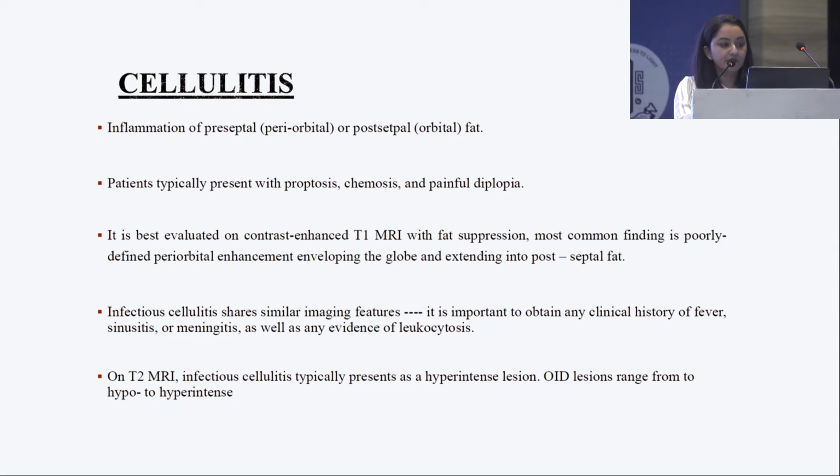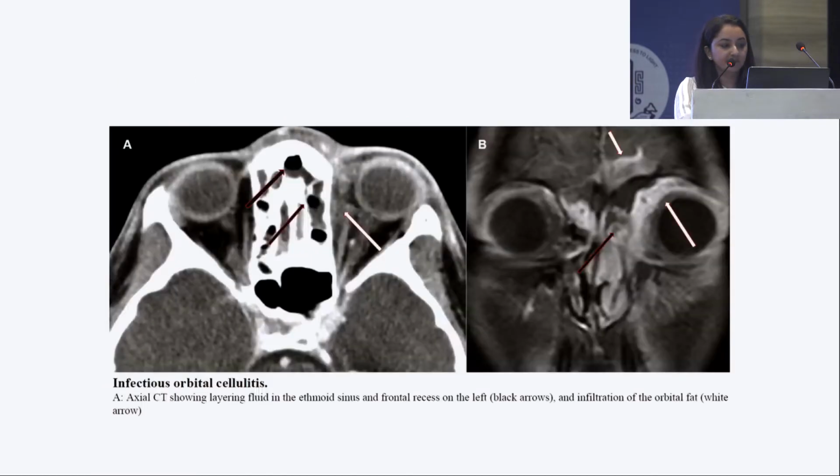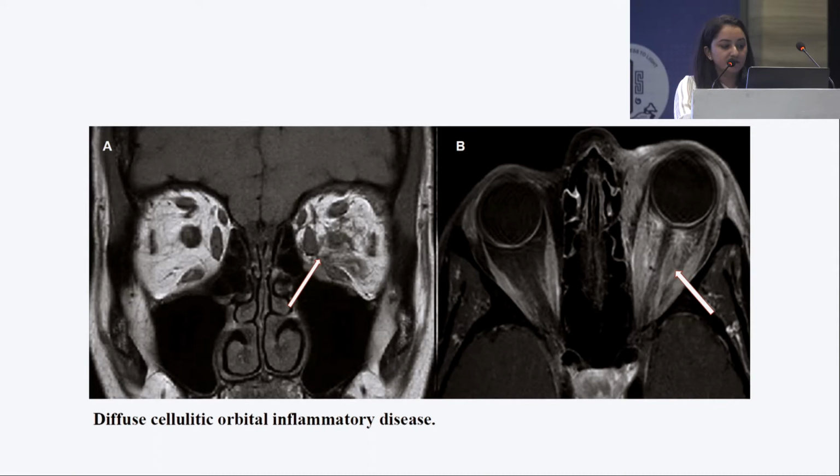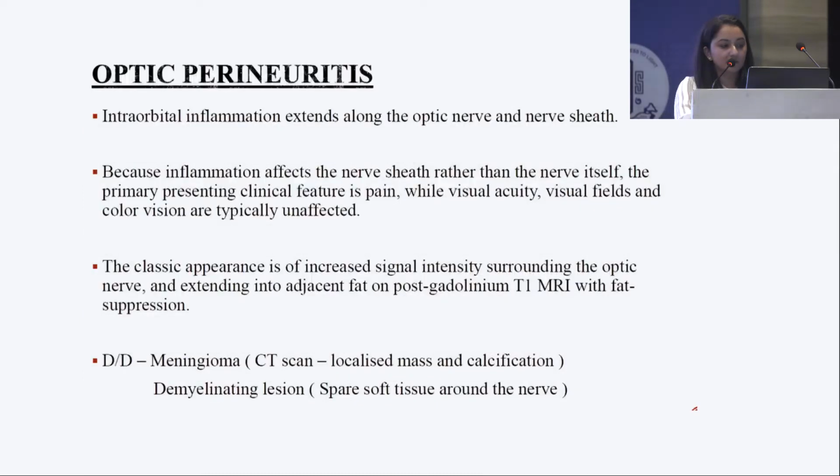Cellulitis is inflammation of the preseptal or the postseptal fat. Patients typically present with proptosis, chemosis, and painful diplopia. Best evaluated on contrast-enhanced T1 MRI. Infectious cellulitis shares similar imaging features, so it is important to obtain any clinical history of fever, sinusitis, meningitis, as well as any blood picture of leukocytosis. This is a picture showing a diffuse cellulitic orbital inflammatory response.